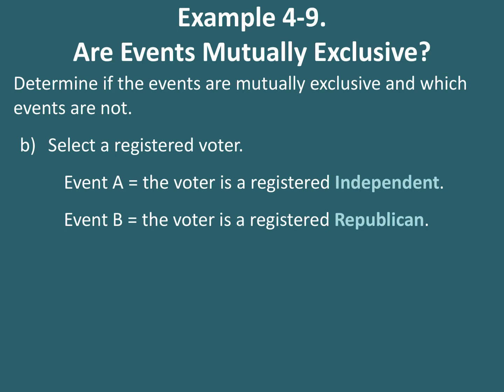Select a registered voter. Let's say we were to choose a voter at random from a group of individuals. Event A is that the voter is registered as independent. Event B is that the voter is registered as Republican. Well, since you cannot be an independent and a Republican at the same time, then also these events are mutually exclusive. Once again, meaning events A and B cannot occur at the same time.